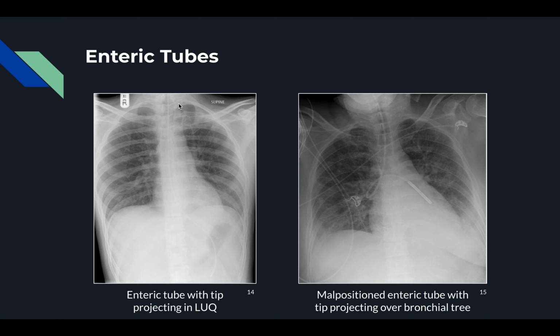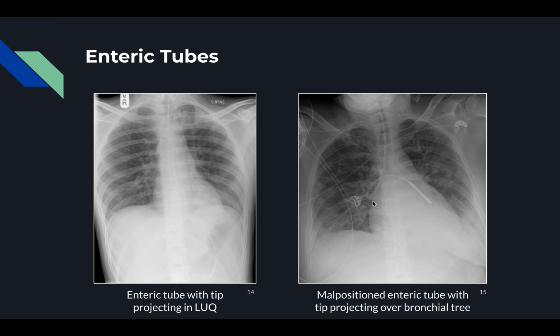As you can see, this image here on the left, these are both from the same Radiopaedia article. You have this sort of radiopaque line coming down here. This is an enteric tube, and you can see its tip terminates right here in the gastric antrum region. So that would be an appropriately placed enteric tube.